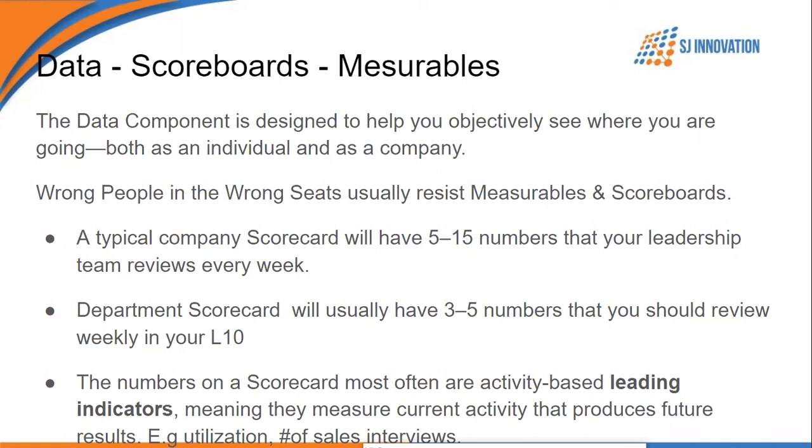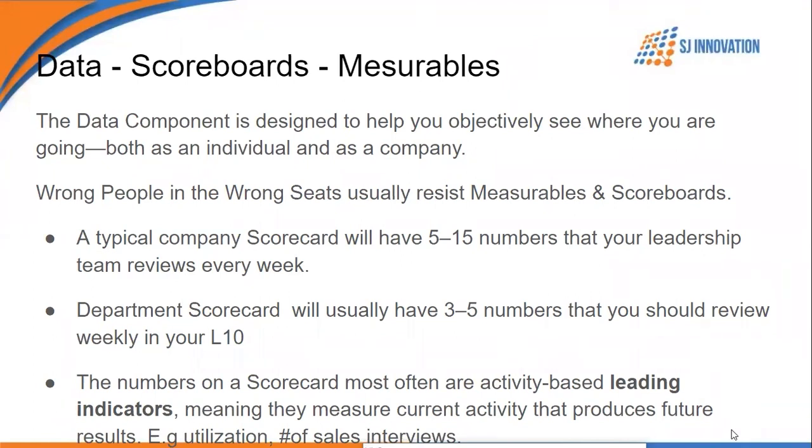Now in this activity of scorecard or measurables, what we are going to do is set up a scoreboard at two levels, one organizational and one at the team level as well, right? A typical company scorecard should have around 5 to 15 numbers that your leadership team reviews every week in your L10, that stakeholder meeting. And a department scorecard will usually have 3 to 5 numbers that you should review weekly in your Level 10, that is your weekly session.